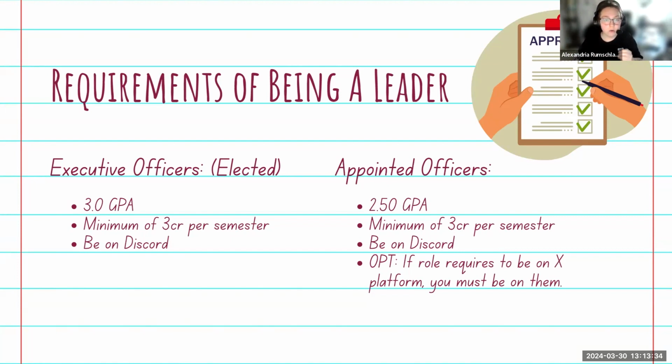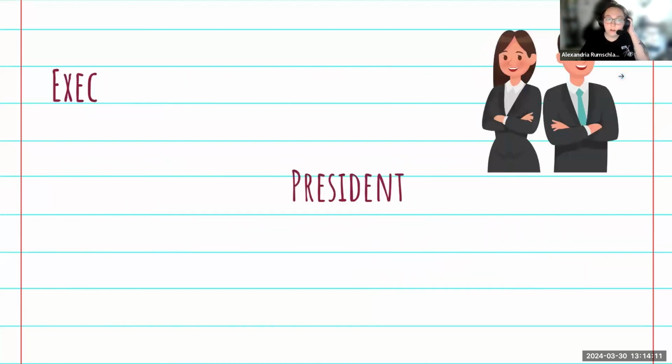Be on Discord. You have to have it on your phone essentially, because this is our prime way of communicating with people. Also, if your role requires you to be on a platform, you have to have it. So if you're engagement, you need to have Instagram, you need to have Facebook, etc., because part of your role is actually communicating with people. Like our newsletter editors have to have access to LinkedIn. So it's things like that where we require certain sites for our officers.